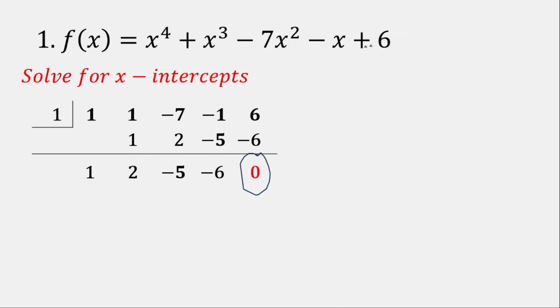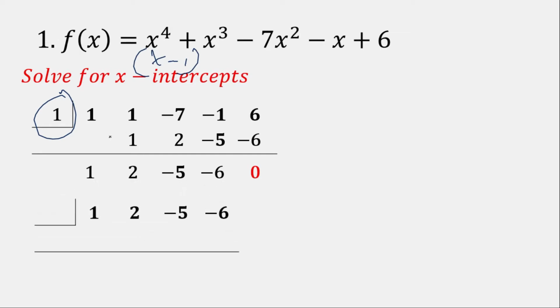Now if you get the factors of 6 divided by factors of 1, if you test, for example, 3 and you don't get 0, just cross out that 3 and try another number. Your goal is to get a 0 here. So after you get 0, you are sure now that this one is a value of x here. So you can write that as x minus 1.